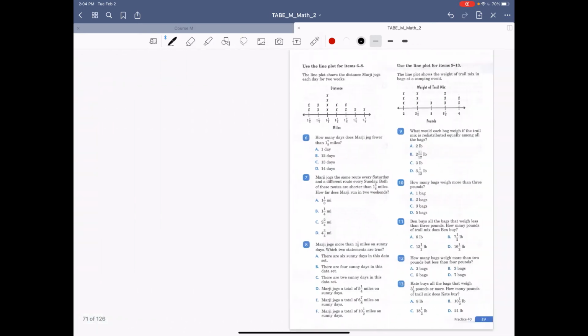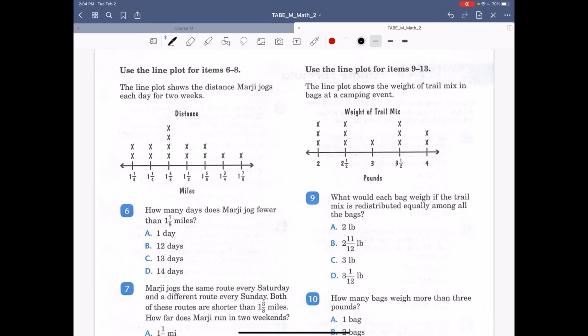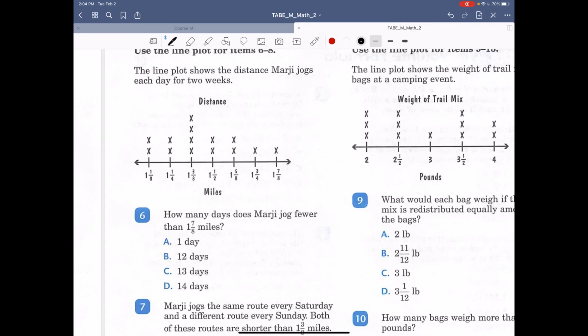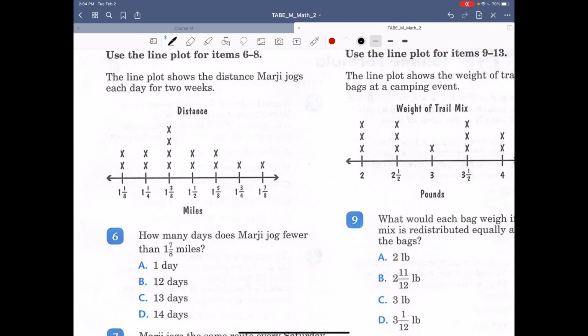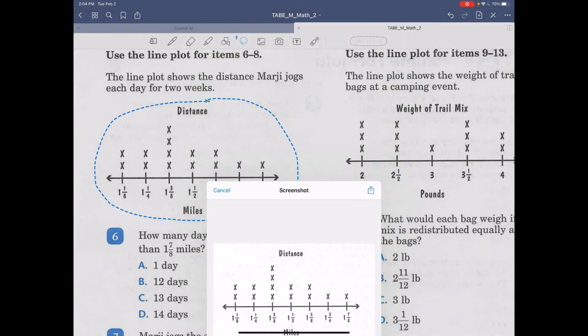Okay, number 6. It says to use the line plot for items 6 through 8. The line plot shows the distance Margie jogs each day for 2 weeks. And I'll tell you what, this seemed to work well before, if you'll bear with me. I'm just going to take a picture of that so I can keep using it.